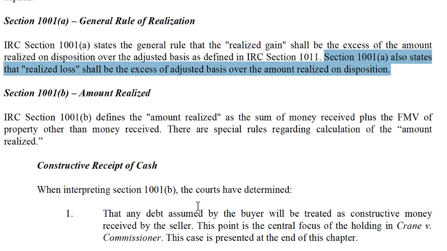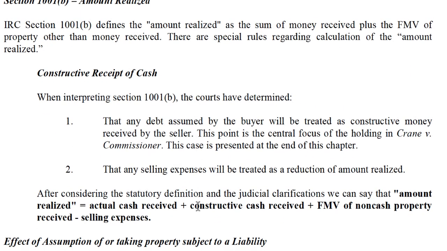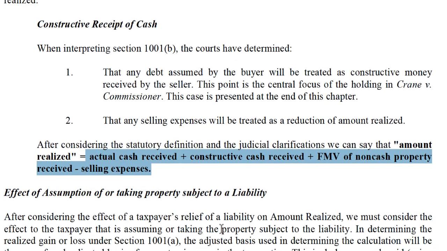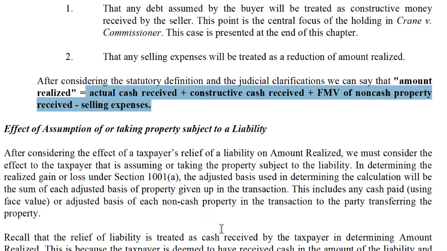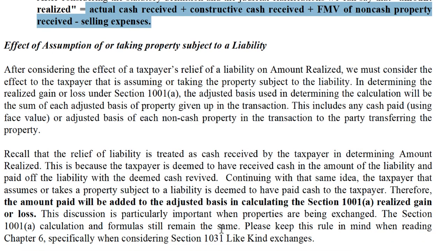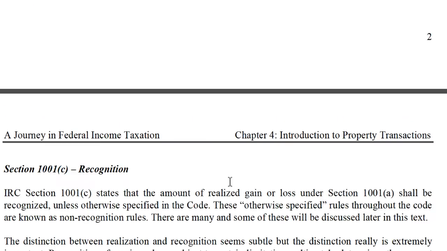So amount realized simply is actual cash received plus constructive cash received, which means relief of liabilities, plus the fair market value of non-cash property received minus any selling expenses. Now, when taking this into account, assumption of liabilities, whether it's taken subject to or assumption, meaning recourse or non-recourse, still has the same effect. It gets added to the amount realized.